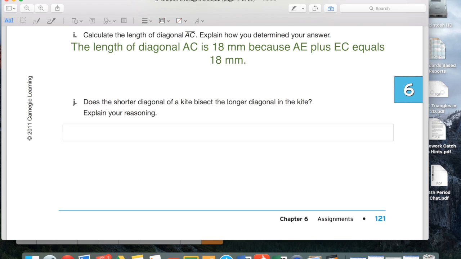Does the shorter diagonal of a kite bisect the longer diagonal of a kite? Explain your reasoning.